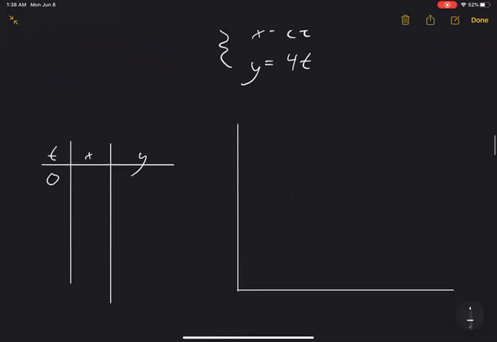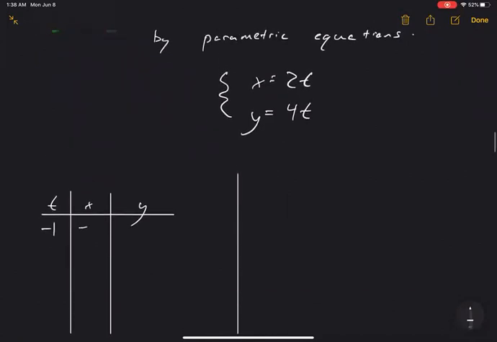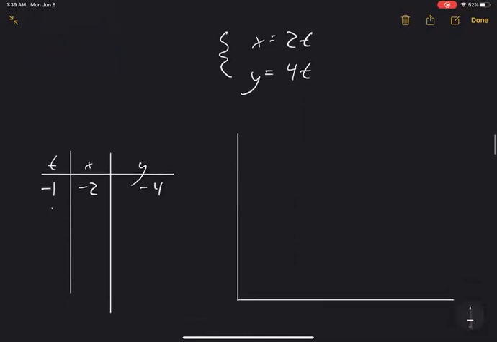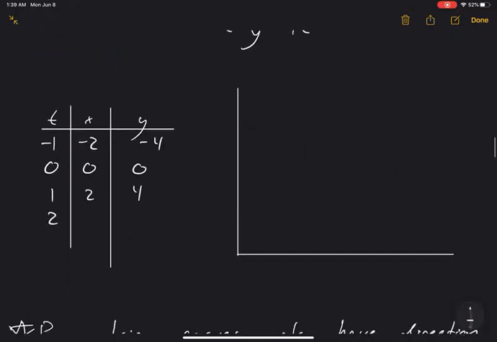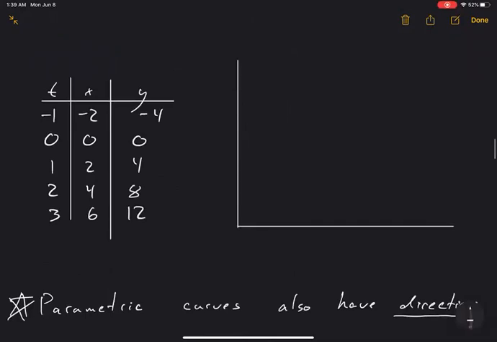I'll start with -1. If t is -1, what is my x coordinate? x would be -2. What would be my y coordinate? -4. If t is 0, x would be 0, y would be 0. If t is 1, I'd have 2, 4. If t is 2, I'd have 4, 8. And if t is 3, I'd have 6 and 12. Now let's graph these xy points and see what we get.